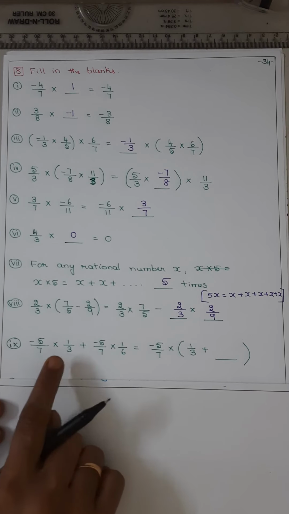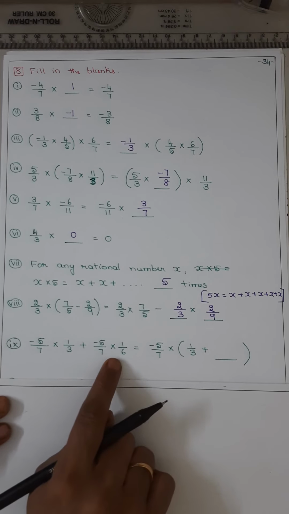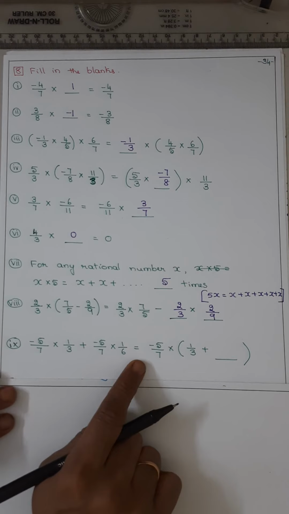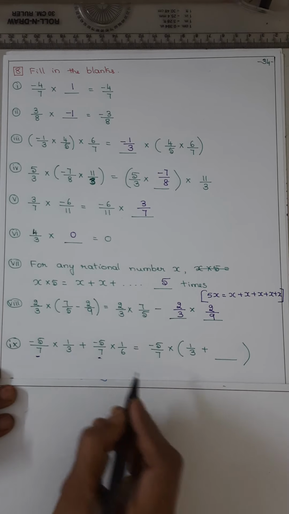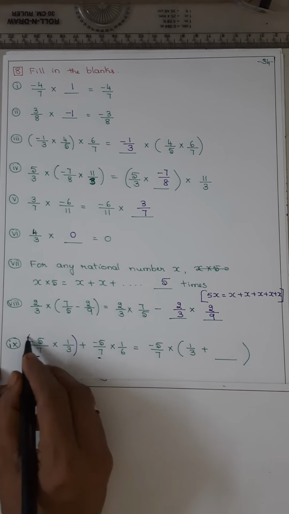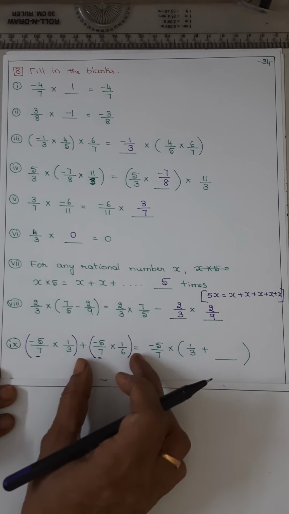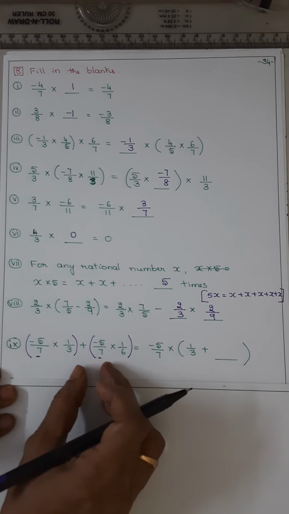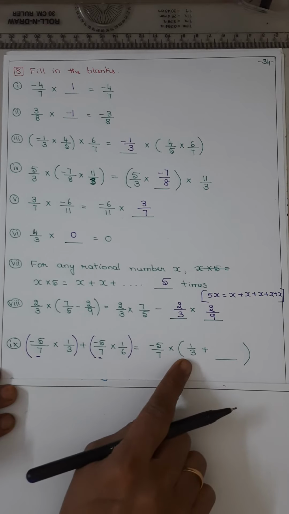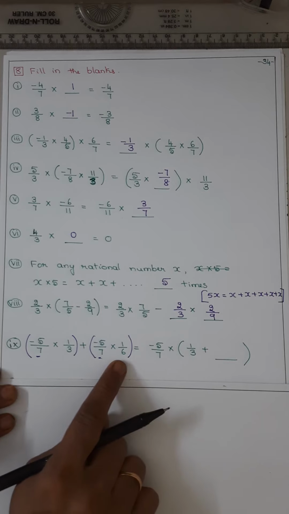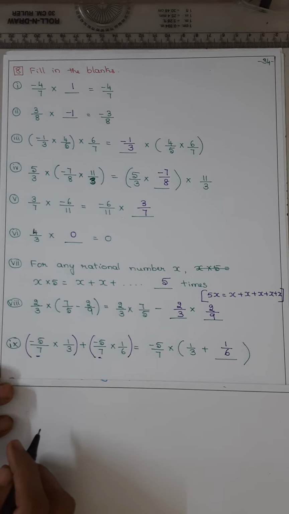Minus 7 by 5 into 1 by 3 plus minus 5 by 7 into 1 by 6 is equal to minus 5 by 7. See, minus 5 by 7 is common. तो आपको चाहिए तो ऐसे ग्रुपिंग करके ले लो. So this is one group, this is one group. Now minus 5 by 7 is common for both. So first में क्या बचा? 1 by 3 प्लस इधर प्लस. अभी इधर ये ग्रुप में क्या बचा? 1 by 6. Hope you understood.